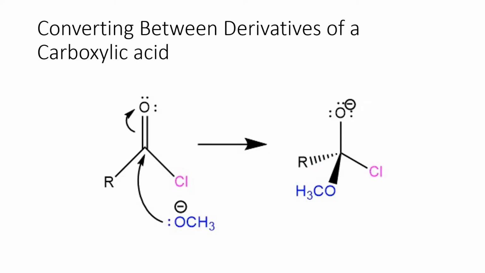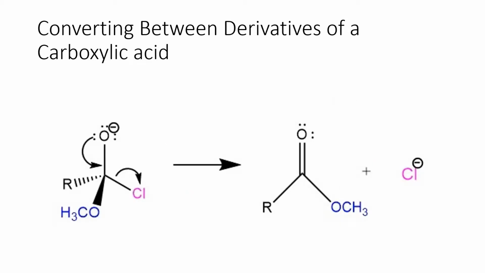So methoxide is a strong nucleophile, so it attacks this carbon. Again, we have that positive partial charge because of the resonance ability of this carbonyl, which makes this possible, and we get this tetrahedral intermediate here. And to form that final product, our carbonyl is regenerated and the chloride ion leaves.